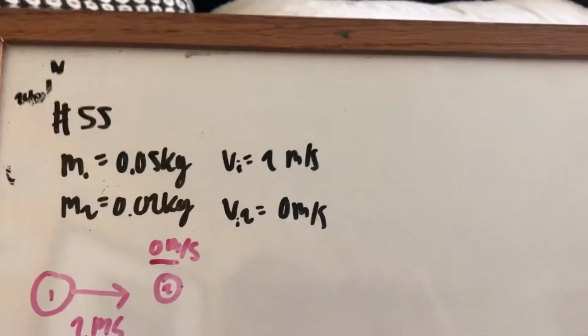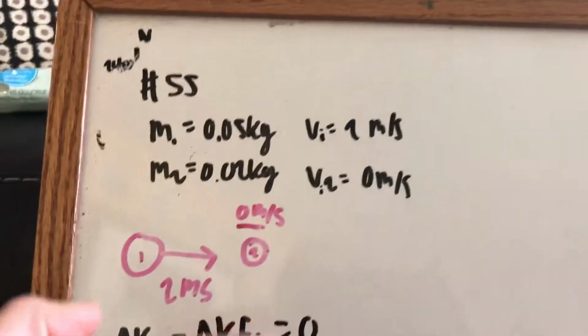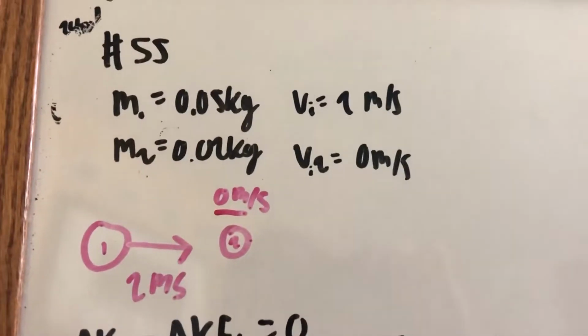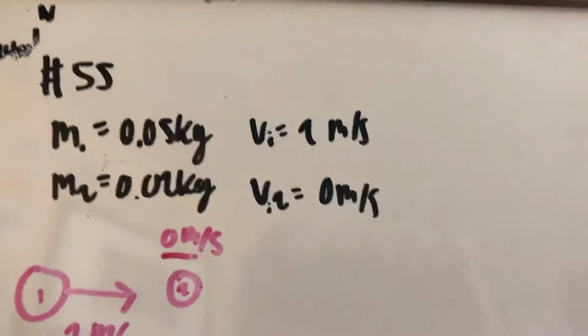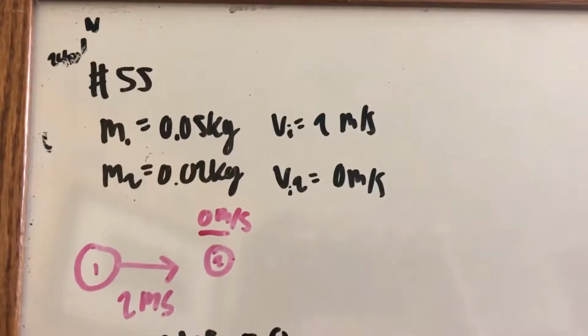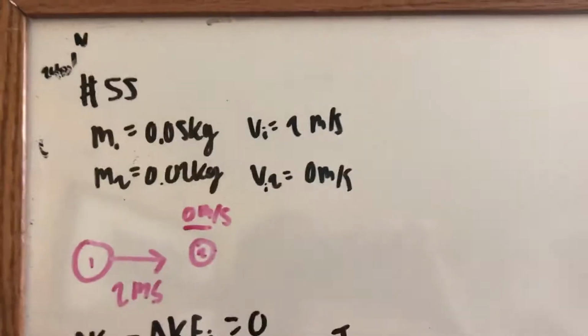Okay, so 55, what we're looking at here, we have two marbles. One is traveling at a speed of 2 meters per second, while the other marble is stationary at 0 meters per second. Marble 1 is bigger than marble 2, and essentially what it wants to know is the velocity of each of these marbles after they collide.